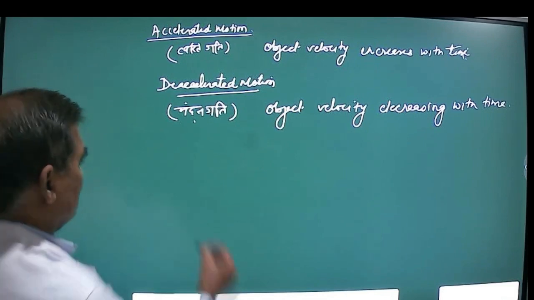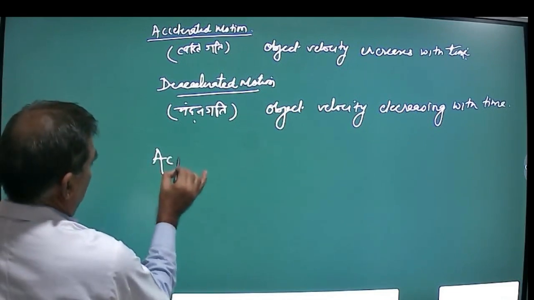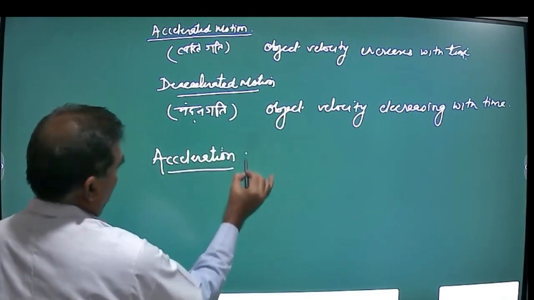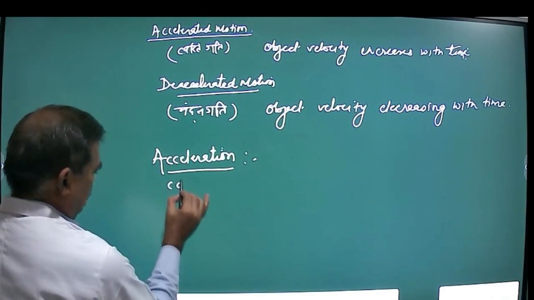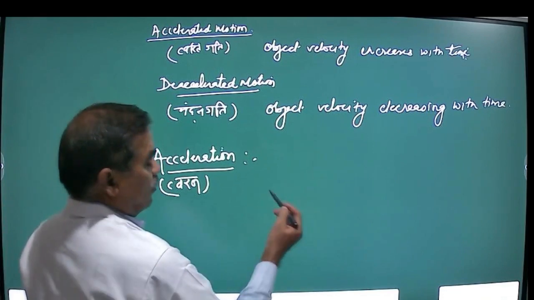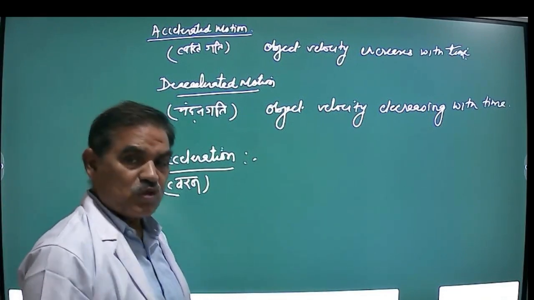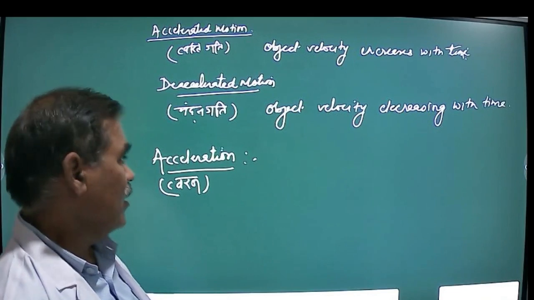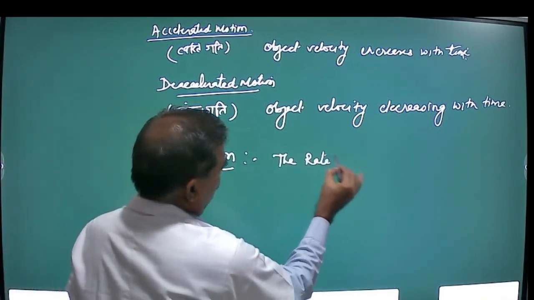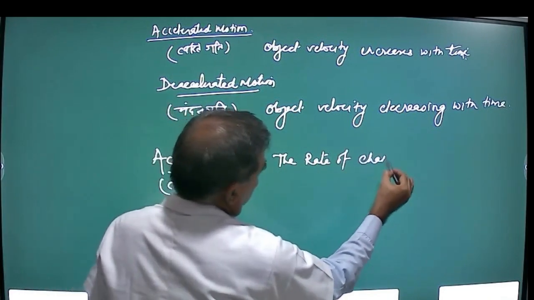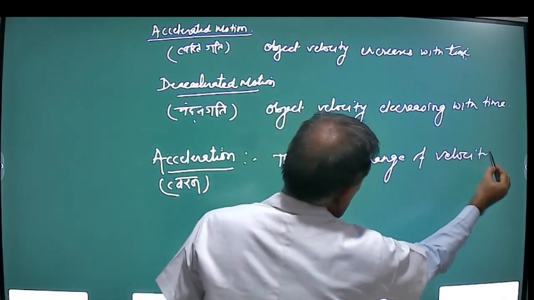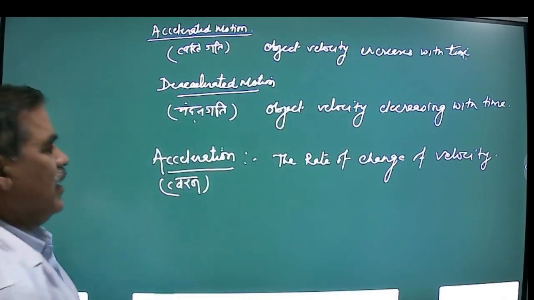So what is acceleration? Acceleration is your term, and acceleration means tvaran. This acceleration can be defined as: when the velocity of an object changes, then the rate of change of velocity is known as acceleration.